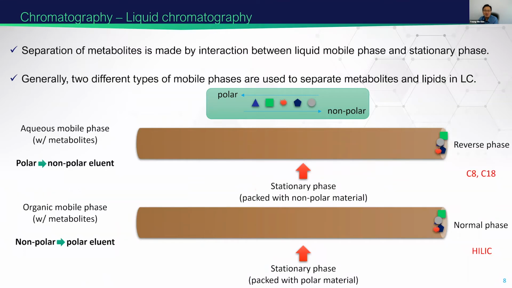Again, reverse phase is C8 or C18. The packing material is very lipid-like; C8 or C18 is a hydrocarbon chain, so it's like an oil or lipid. They want to interact with the non-polar metabolites. HILIC is an amide column, and it interacts with the polar metabolites, while the non-polar metabolites just pass through the column. That's how separations happen in liquid chromatography.